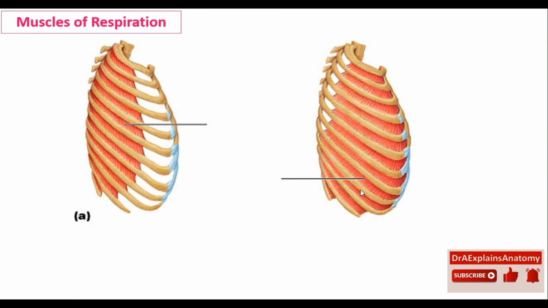Moving to the muscles of respiration, we have the intercostal muscles. Inter meaning between, costal the ribs. So these muscles are located between the ribs. First, we have the external intercostal muscles, and these are the internal intercostal muscles. Notice how the fibers of the external intercostal muscles are directed toward the sternum, whereas the fibers of the internal intercostal muscles are directed toward the spinous process of the vertebra away from the sternum.